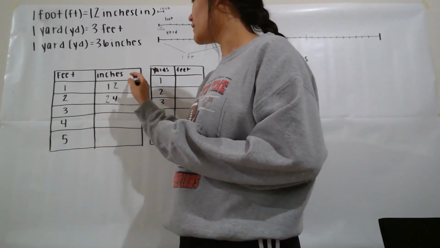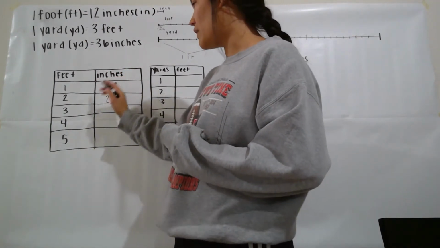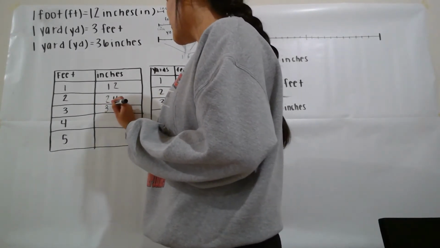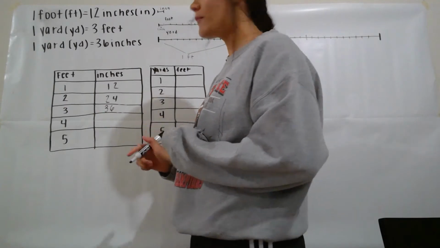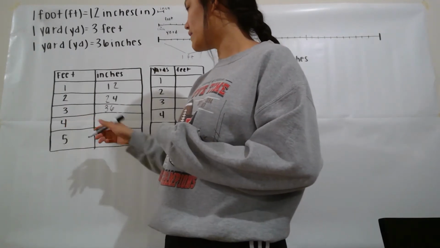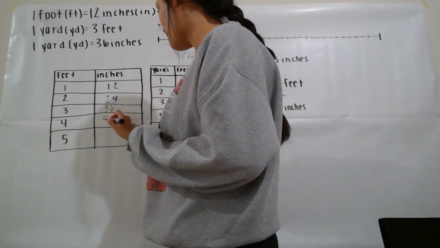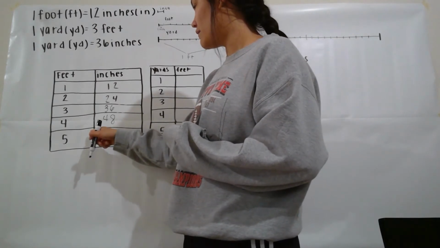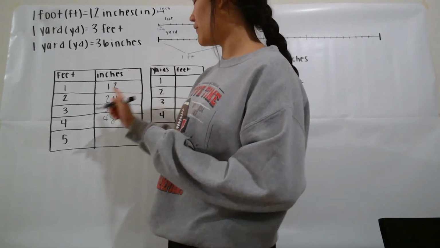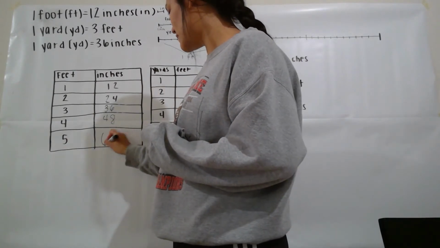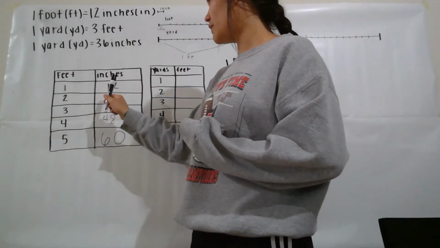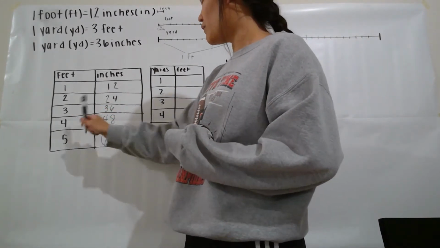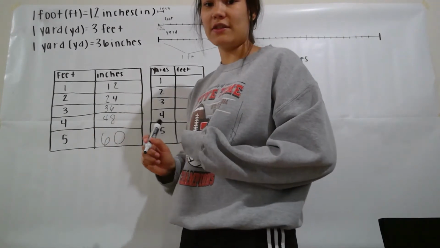So now we're going to do the same thing for 3 feet. We know that there's 12 inches in 1 foot, so we're going to do 12 times 3 to find out how many inches are in 3 feet. 12 times 3 is 36. All right, same thing for 4. 4 times 12 is 48. And then same thing for 5. There's 12 inches in a foot, so 12 times 5 is 60. So in 1 foot, there's 12 inches, 2 feet, there's 24, 3 feet, there's 36 inches, 4 feet, there's 48 inches, and 5 feet, there's 60 inches.